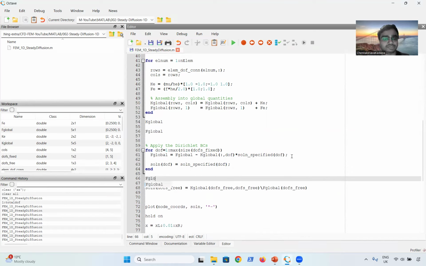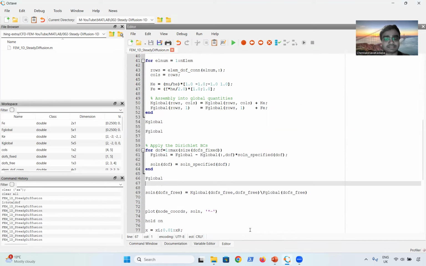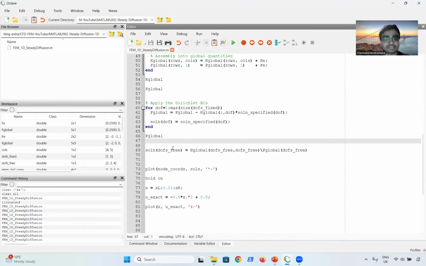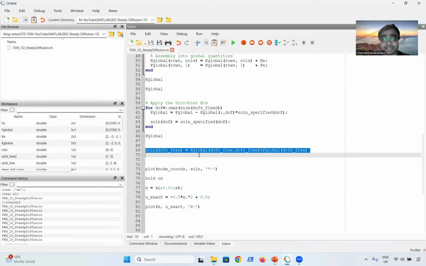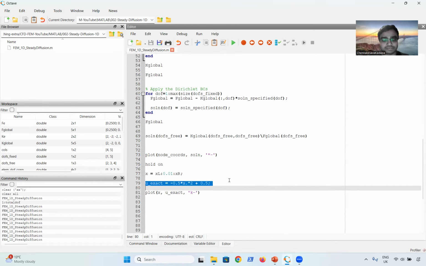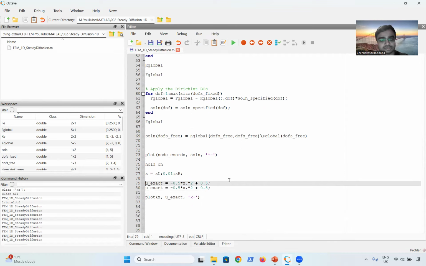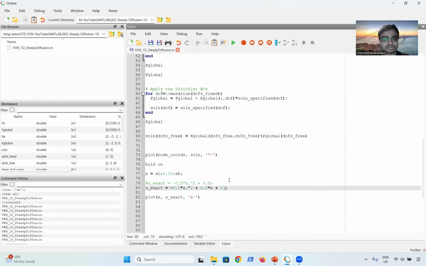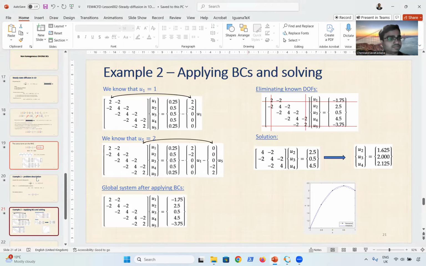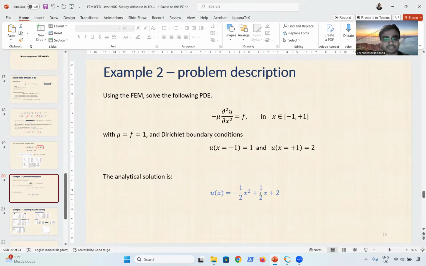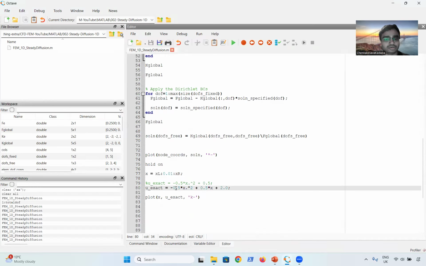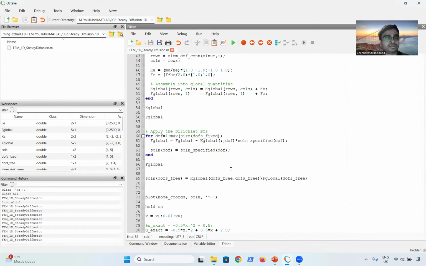Now if we check here, and the other steps, that is this step for solving the matrix system of equations is the same. We don't need to change anything. And for plotting, we need to change the exact solution. The exact solution is different. So I keep the old one, and then the new one is 0.5 x plus 2, minus half x square plus half x plus 2, minus half x.